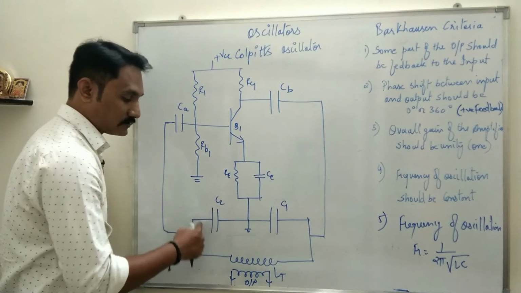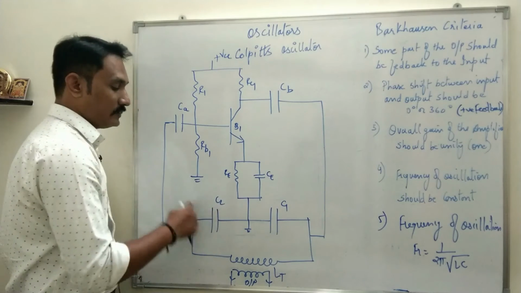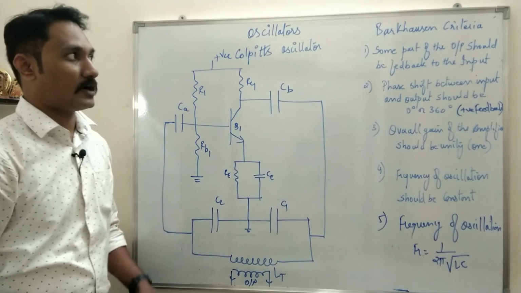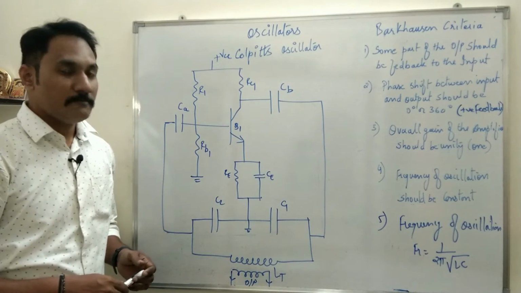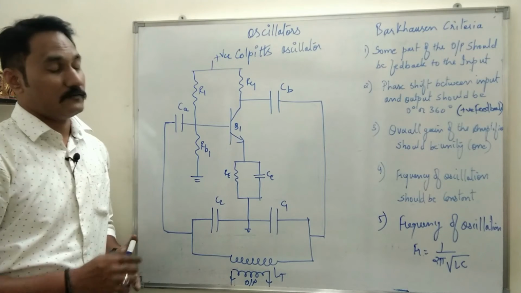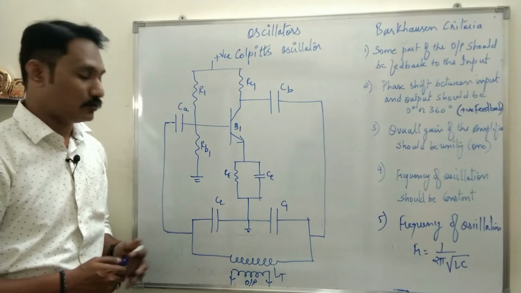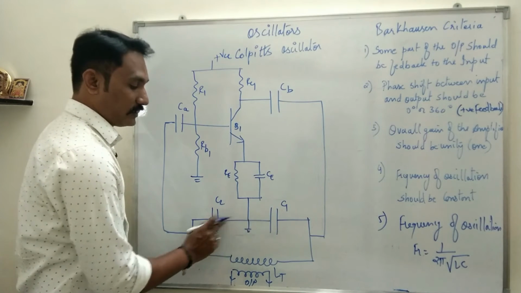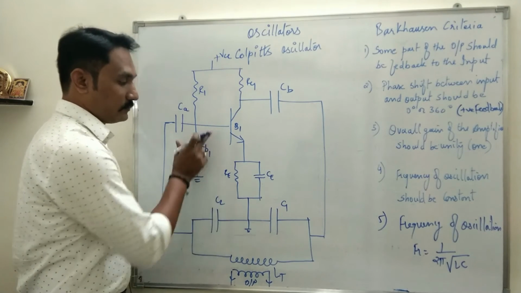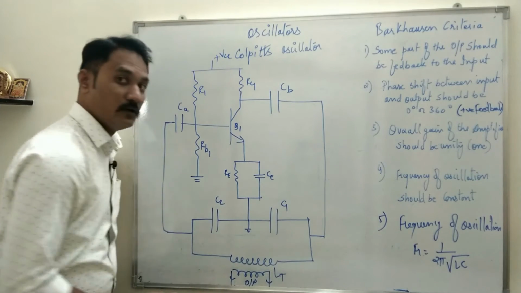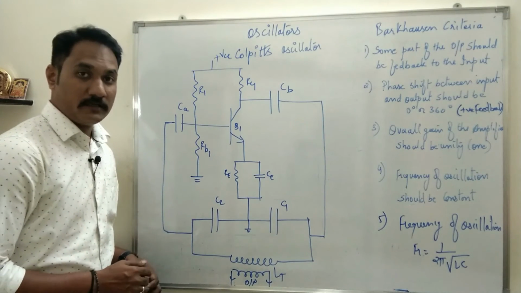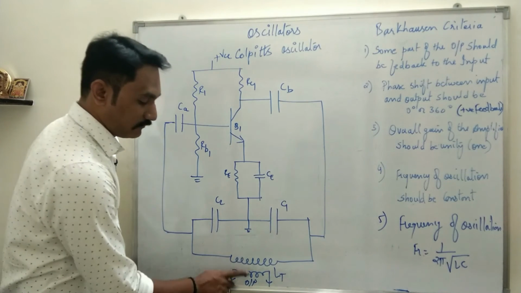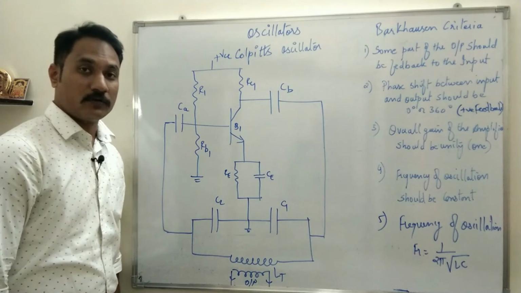So C1, C2 and LT form a tank circuit. The voltage drop across C2 will be the input to the base emitter junction of Q1, which satisfies the first condition of Barkhausen, which is some part of the output should be fed back to the input. Of course, when the capacitors charge, the voltage drop across C2 will be the input, the capacitor will discharge through LT, current will flow through the inductor, a magnetic field will be produced, and that will be taken out as an output.